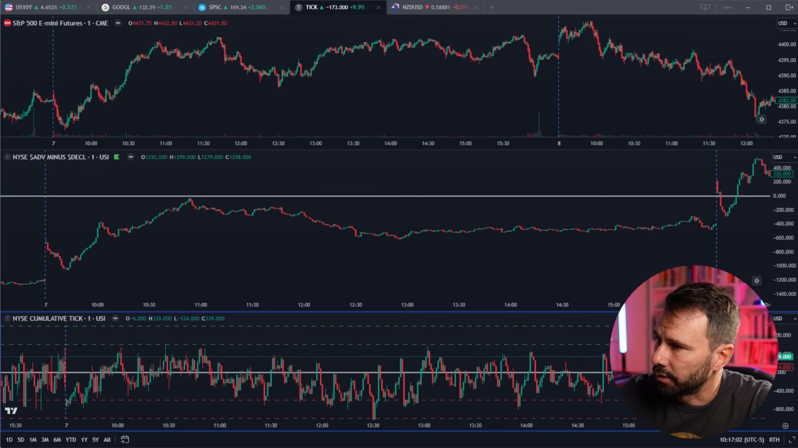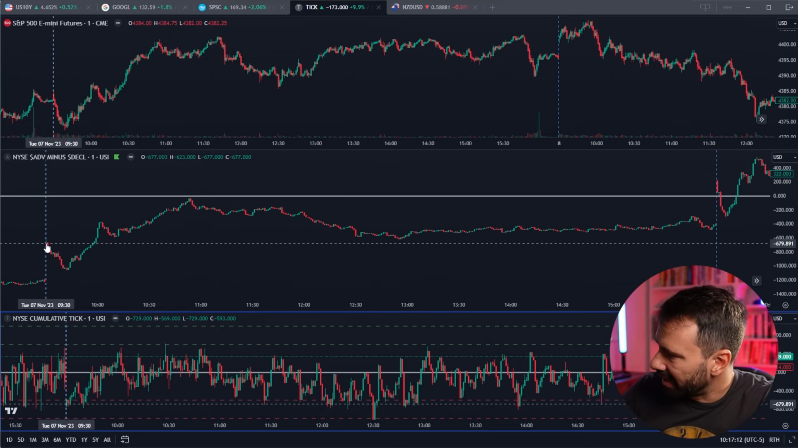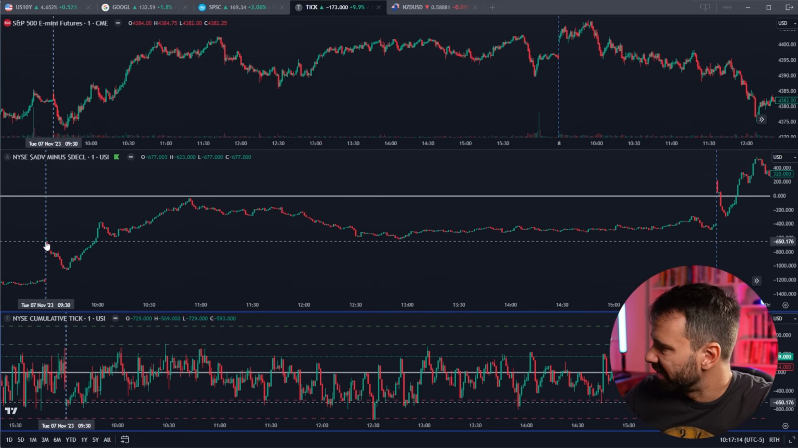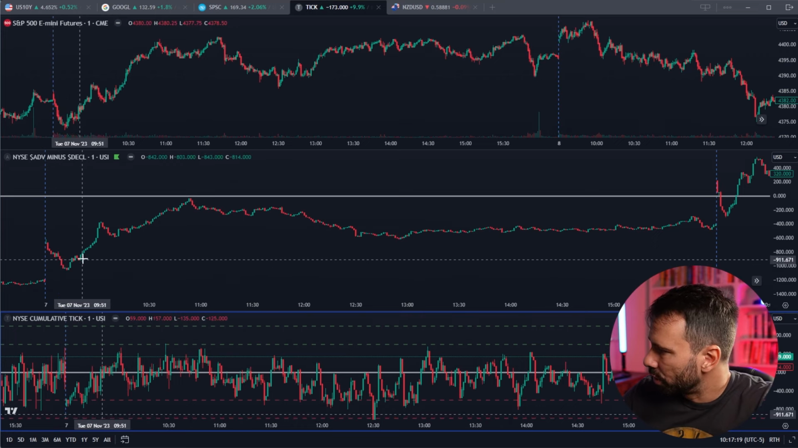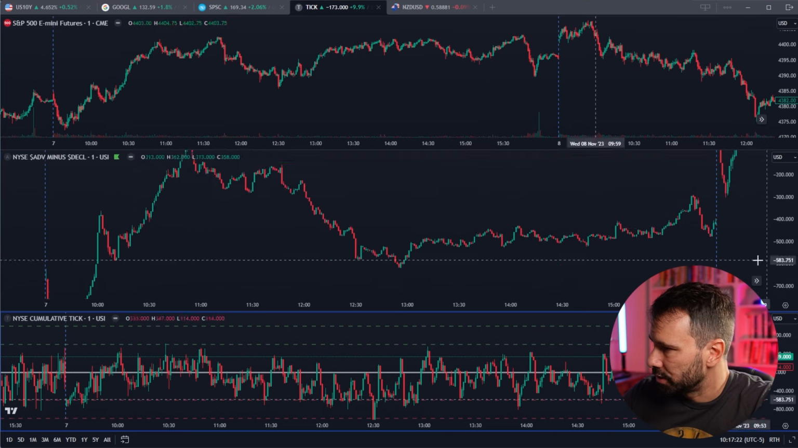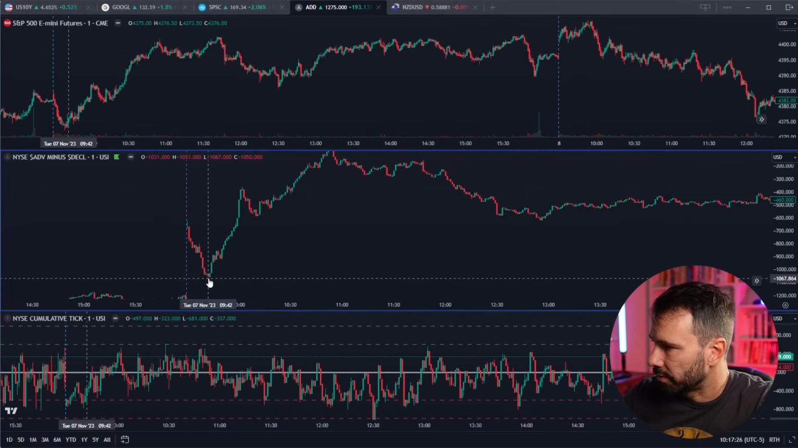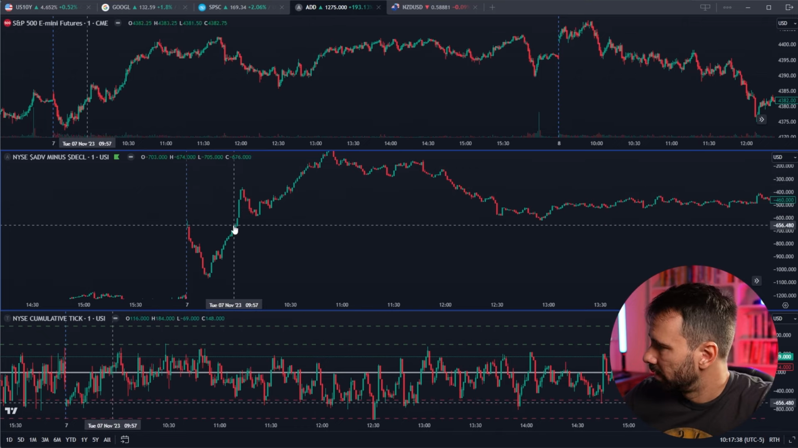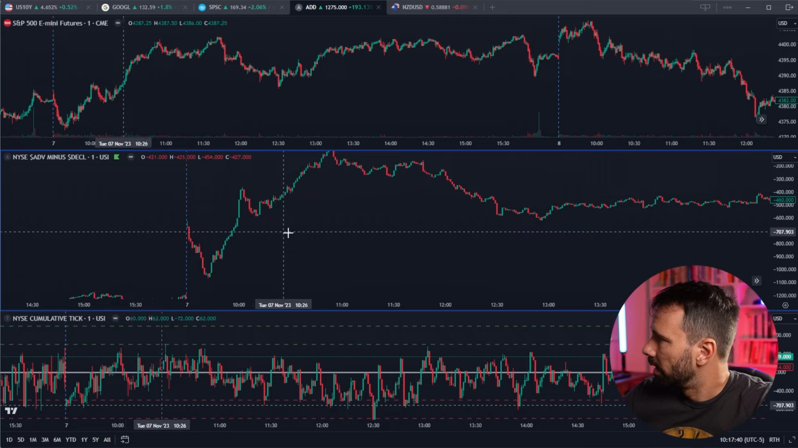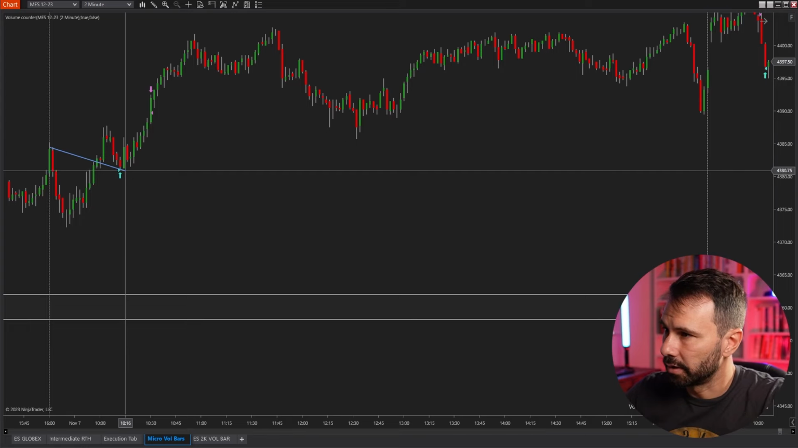Let's go to the internals, right? The market is not gapping up. The market is just opening flat, but the advanced decline line goes negative, right? Advanced decline goes negative, and after the dip, started to go very sharply to the upside. Look at this. It goes from minus 1000 to minus 370, right? And then when it goes down, it goes very shallowly.